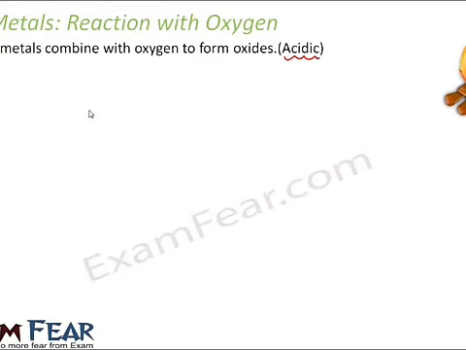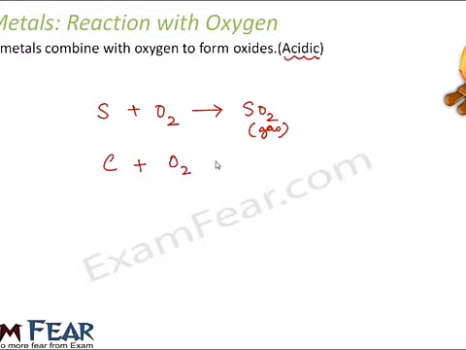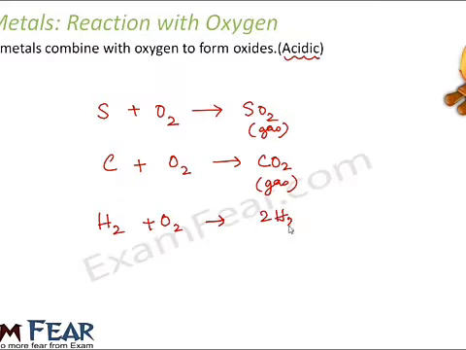Let us take some examples of non-metals. For example, sulfur. Sulfur combines with oxygen to form sulfur dioxide, which is a gas. Carbon, which is a non-metal, combines with oxygen to form carbon dioxide, which is again a gas. Hydrogen combines with oxygen to form what? To form water. So you see, everywhere it forms oxides.